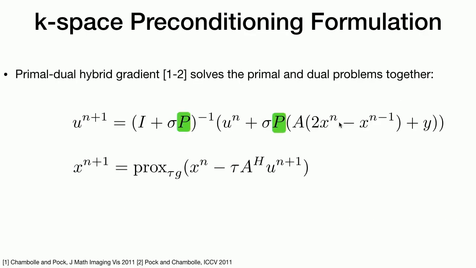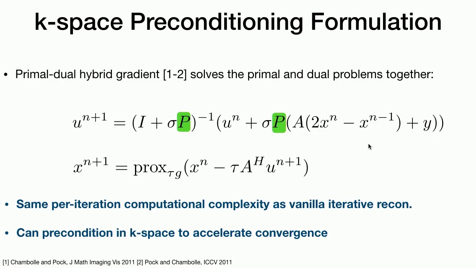And one method that we use is the primal dual hybrid gradient method, which solves the primal and dual problems together. And these two are the update steps that we're going to use. But the key takeaway here is that per iteration, the computational complexity is the same as the vanilla iterative reconstruction that I showed. In addition, now we can basically precondition the dual variable in k-space to accelerate convergence.